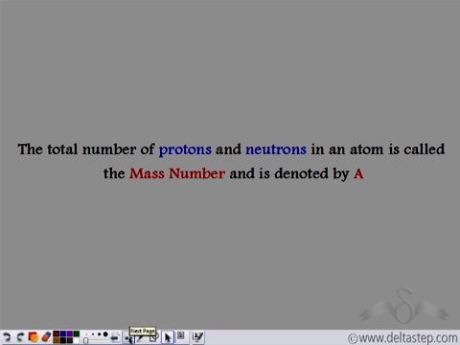the mass of electrons is much less as compared to the total mass of protons and neutrons. That is why when we consider the mass number, we neglect the mass of electrons and we take the total number of the protons and neutrons which are present in the atom and not the number of electrons that are present in an atom. So this is denoted by the capital letter A.